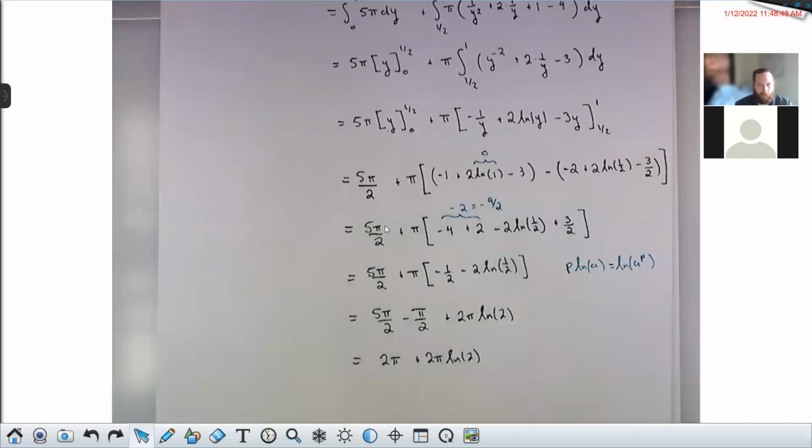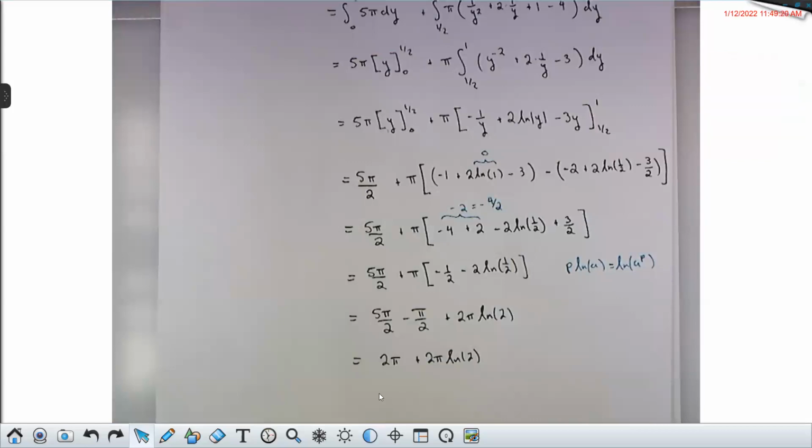I like this form much more than this form, because from here, it's not even clear that this is a positive number. And when I'm calculating a volume, I really want to know that I get a positive number. There's no such thing as a negative volume. From this line, it is quite clear this is a positive number. 2 pi is about 6. Natural log of 2 is about 0.69. So these are all positive. Okay. So the volume of the solid we get here is 2 pi plus 2 pi times the natural log of 2. Good show.